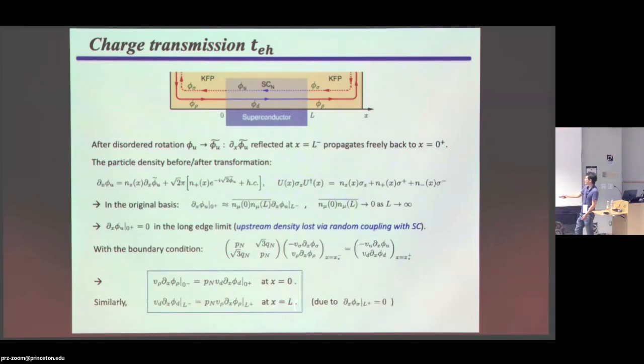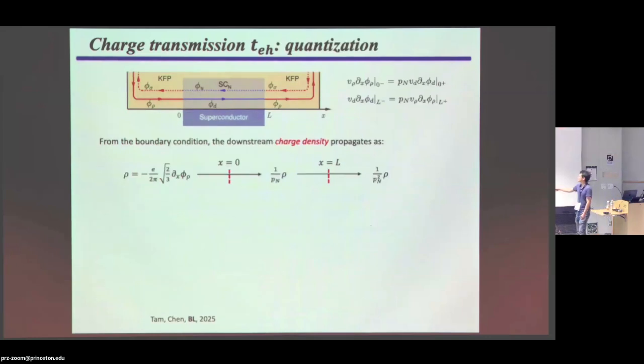And similarly, you can find the boundary condition at x equal to L. Again, these two densities are related by the same number Pn, by a similar argument. Okay, with that picture, it's actually a pretty simple story. If you have some charge density initially incident from the left, what this boundary condition tells you is that after passing the first boundary, your charge density reduces by a factor of 1 over Pn of the original charge density. Then crossing another boundary, you further reduce by a factor of 1 over Pn.